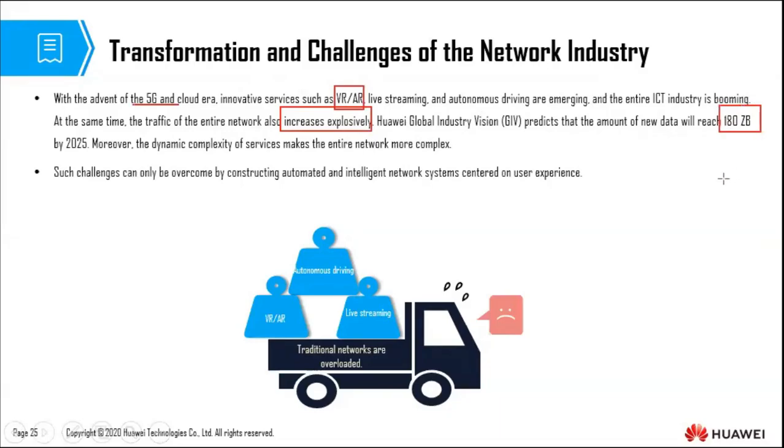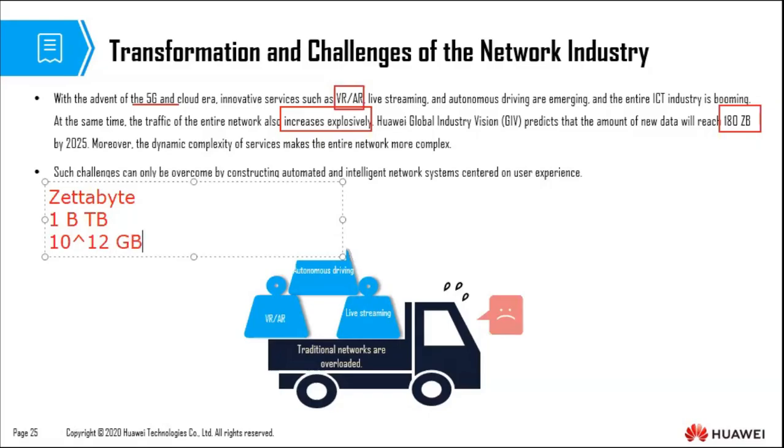180 zettabytes. Have you ever heard of this, by the way? ZB. Have you ever heard of zettabyte? Zettabyte is 1 billion terabytes, or 10 raised to the power of 12 GB. So it's going to reach 180 zettabytes by 2025.